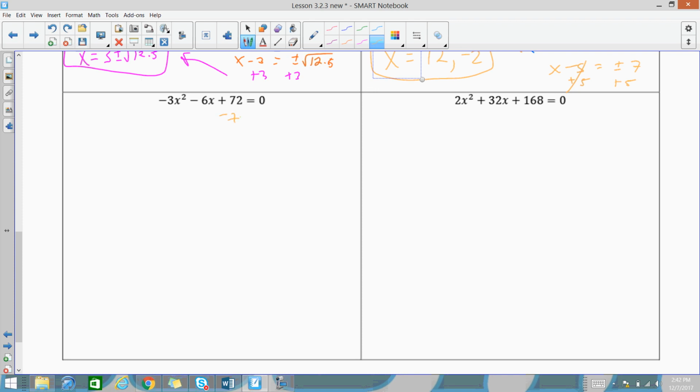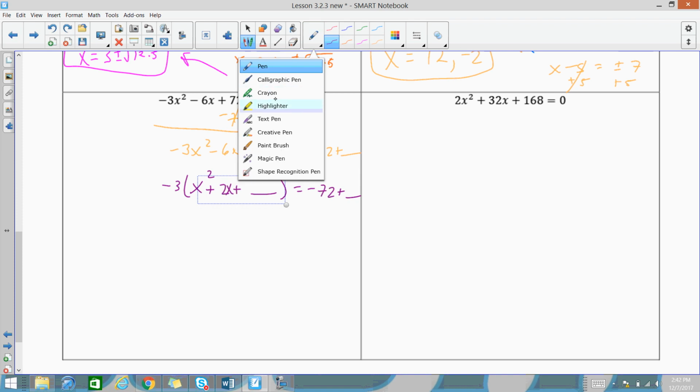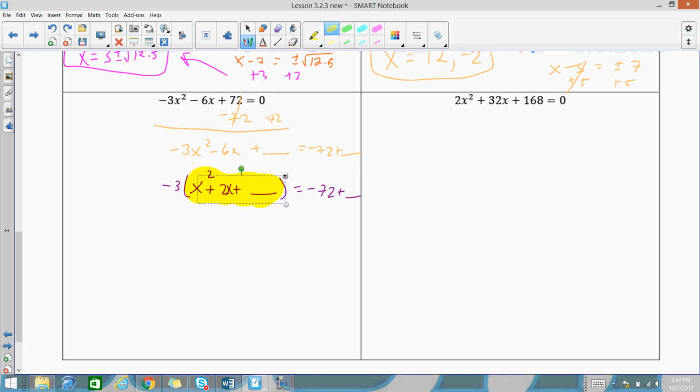So I'm first going to start off by subtracting our C value, minus 72. So I'm going to get negative 3x squared minus 6x plus blank equals negative 72 plus blank. Now, a value is not 1, so I'm going to factor out a negative 3, leaving me with x squared, and then negative 6x divided by negative 3 is positive 2x plus blank. Now, everything over on this other side, I just write that down. I'm not doing anything with that yet. So this is what we're caring about. We're going to try to turn this into a perfect square trinomial.